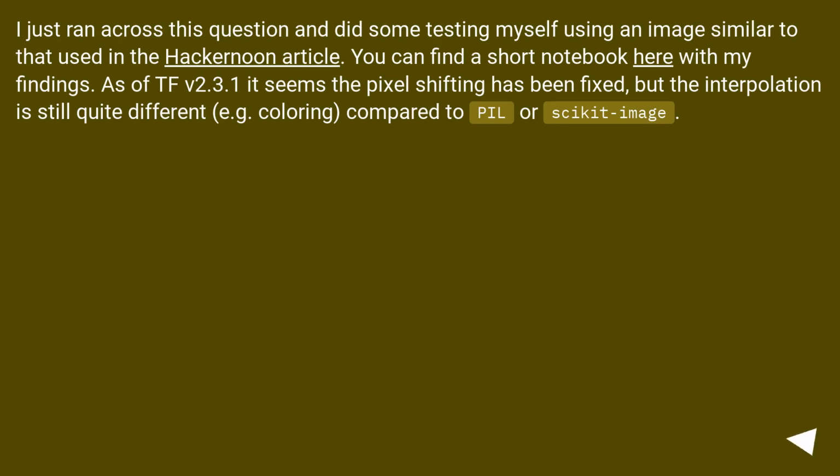I just ran across this question and did some testing myself, using an image similar to that used in the HackerNoon article. You can find a short notebook here with my findings. As of TF v2.3.1 it seems the pixel shifting has been fixed, but the interpolation is still quite different, for example coloring, compared to PIL or scikit-image.